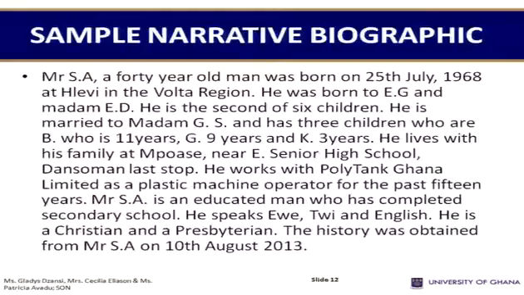In the narrative history, you would give an account in a story form, as you can see on the slide. In this example, we give a narrative about Mr. S.A., who is a 40-year-old man, was born on the 25th of July 1968 at Lefi in the Volta region, and the rest continues. So the information is taken from the patient, but it is narrated instead of just listing it out.